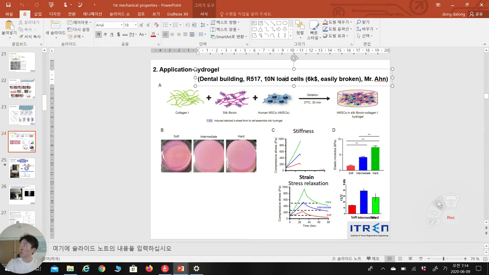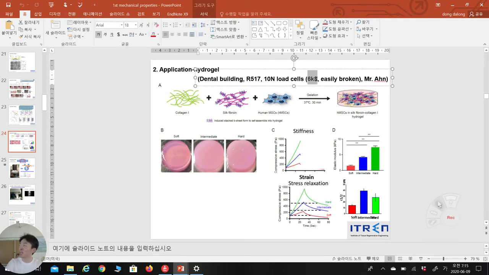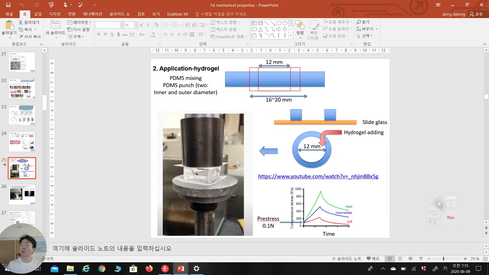For hydrogel, you have to use the 10 Newton load cell, which means 1 kilogram, right? When this load cell goes over 1 kilogram, it breaks. So how much is it? $6,000. It's very expensive. Here we have Mr. An, who is in charge of the instrument. If you want to measure hydrogel using the instrument, please contact him. Mr. An, thank you always. Anyhow, you have to remember, when you use this instrument with the 10 Newton load cell, you have to be very careful. This is $6,000.